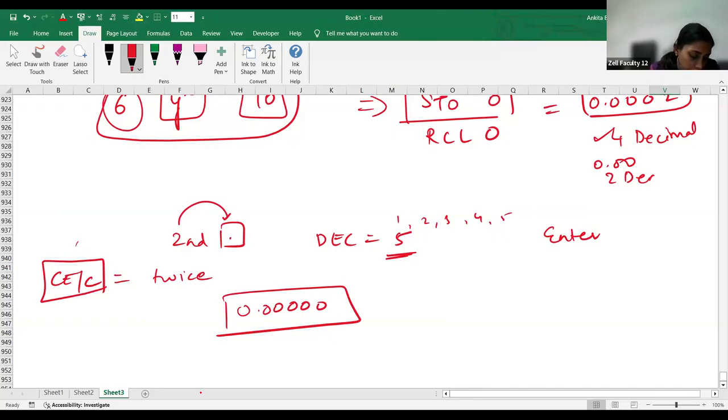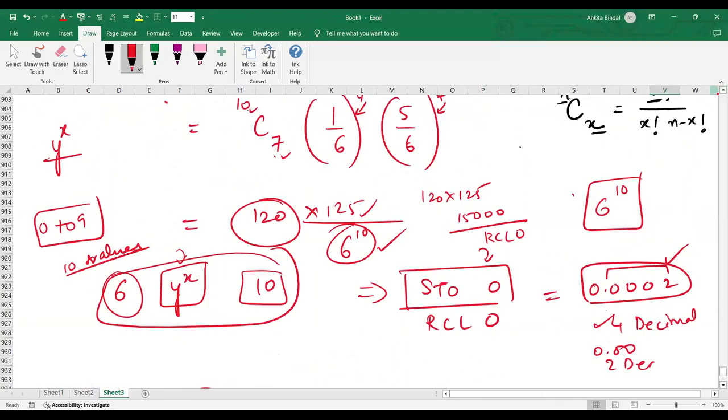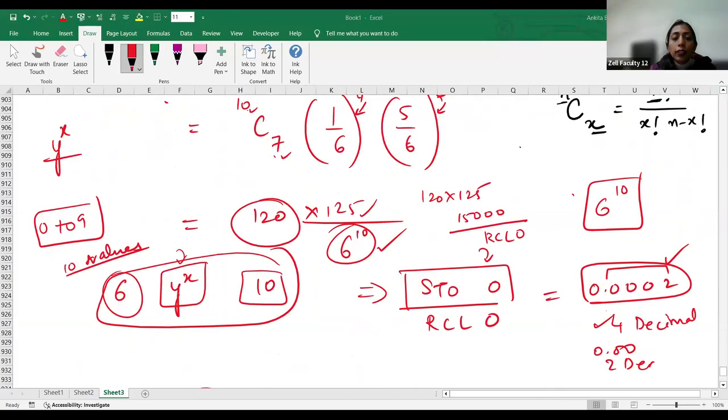Anybody else has a question here? Are you all getting 0.0002 now? Yes, ma'am. Okay. So this is how you use your store and recall function, and this is how you can calculate the probability for a binomial distribution.